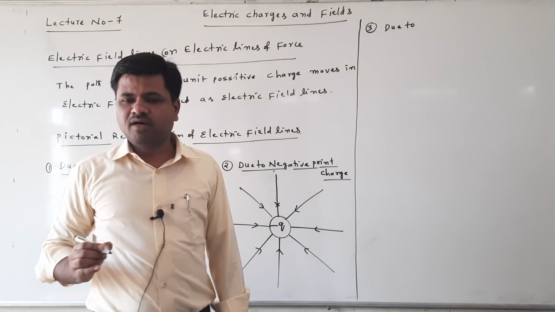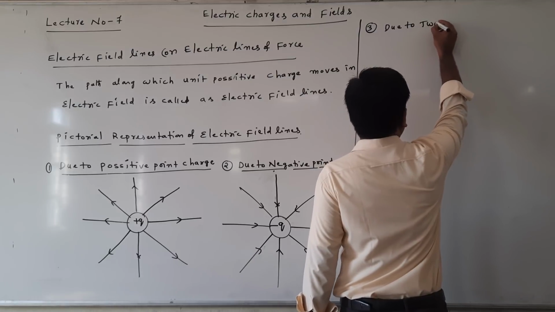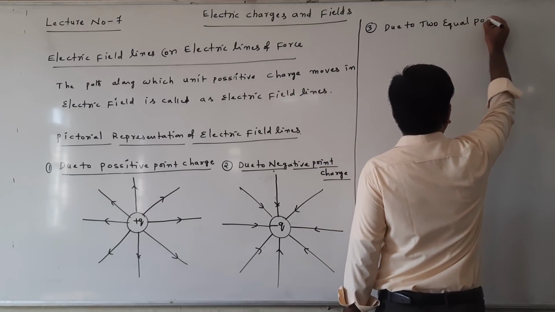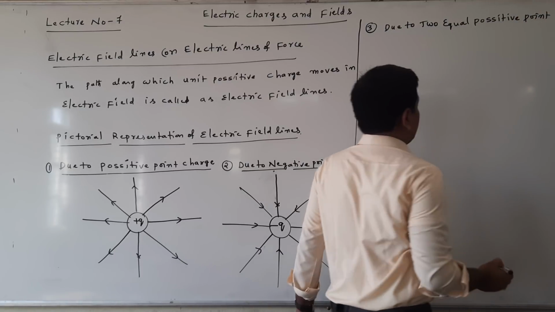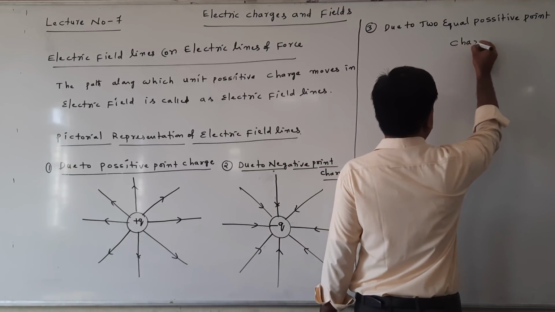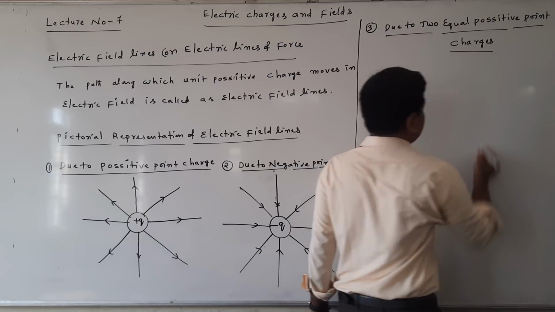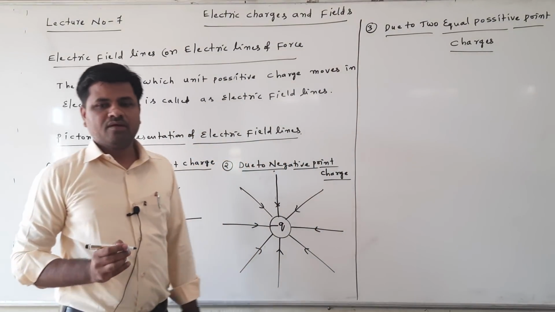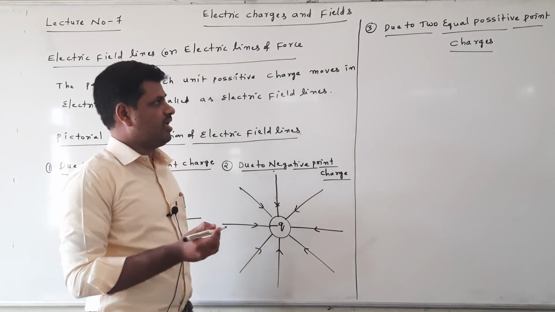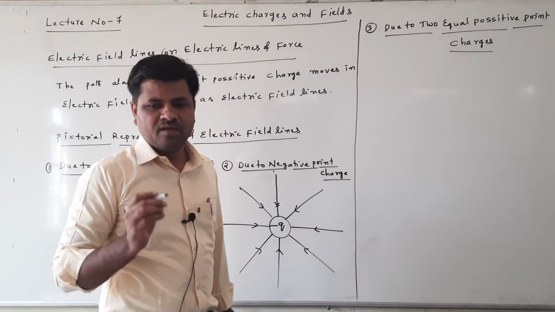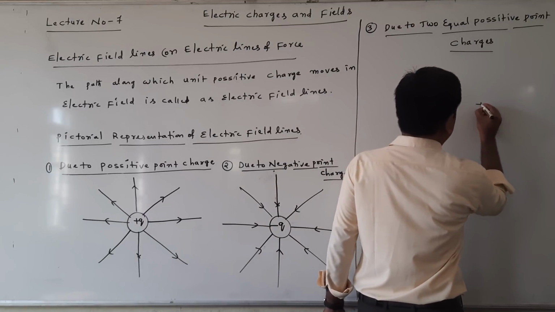Now, the third one is due to two equal positive point charges. Two positive point charges, or two negative point charges also we can take. I am drawing here due to two equal positive point charges. Here one is the plus q charge, and another one is also a plus q charge.